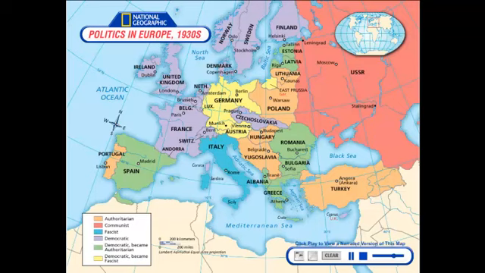Romania, Bulgaria, Greece, Albania, Spain, Estonia, and Latvia were democratic governments that became authoritarian. Germany and Austria were two democratic governments that became fascist.